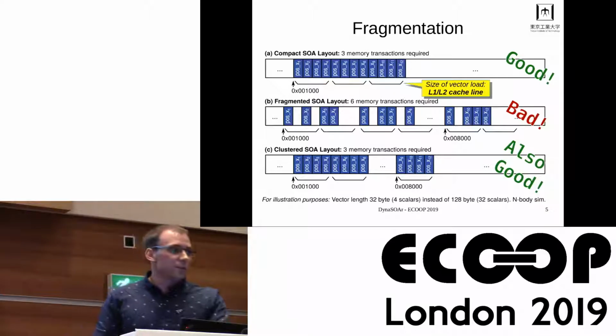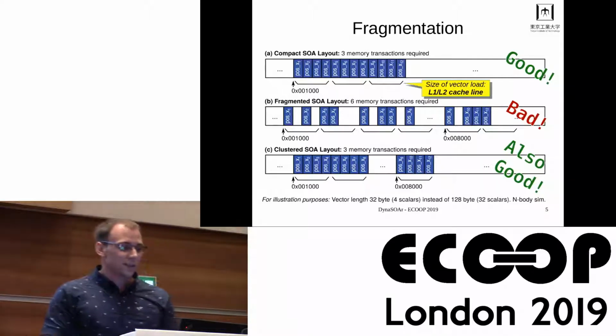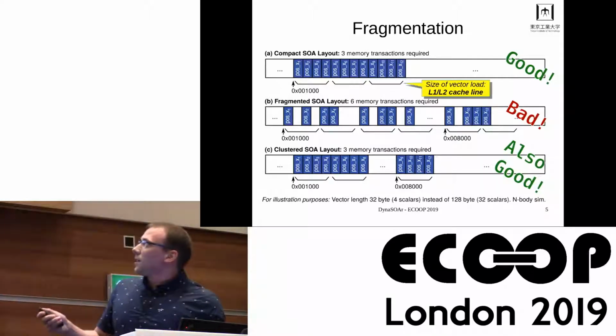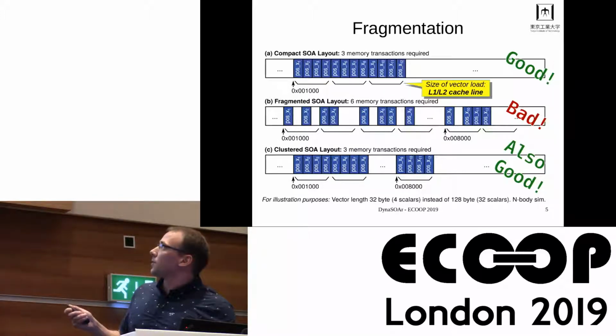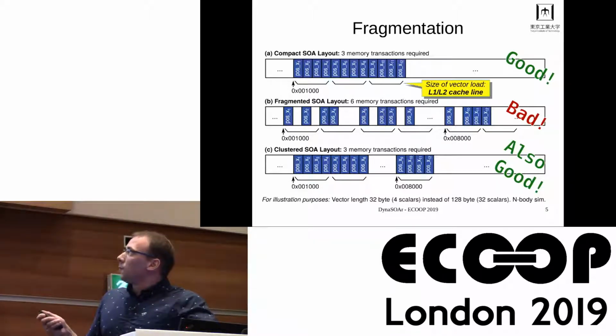One thing that is really important with a structure of arrays layout is low fragmentation. What you can see here in figure A is a very compact structure of arrays layout. What I'm showing here is the SOA array for this position X value. We have 12 values here. If we read all of those values at the same time, then in this example we need three vector loads for reading 12 of those values.